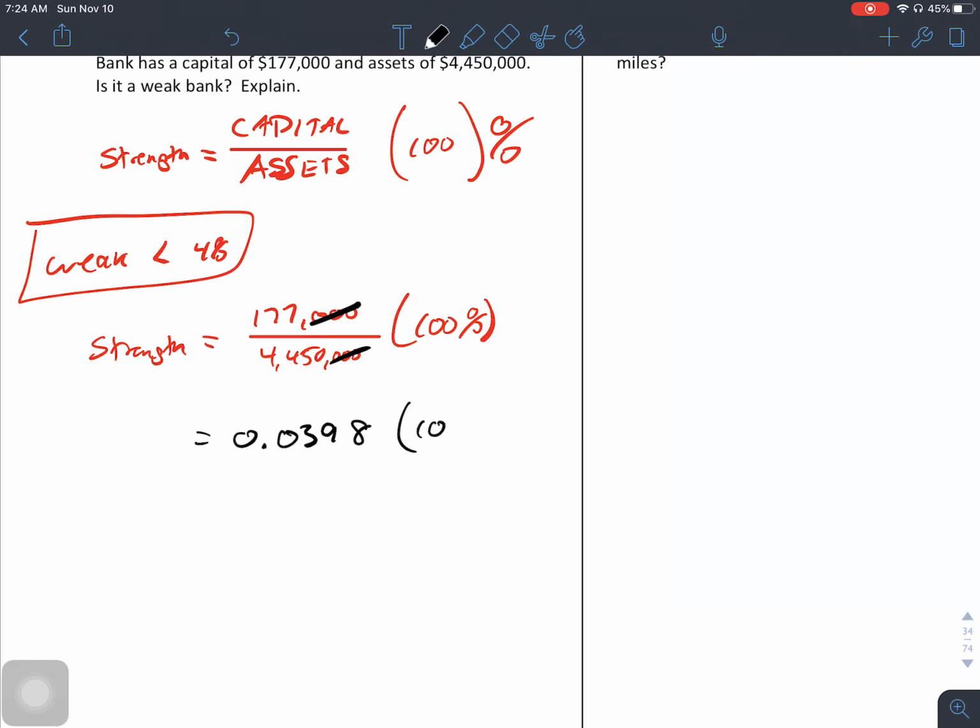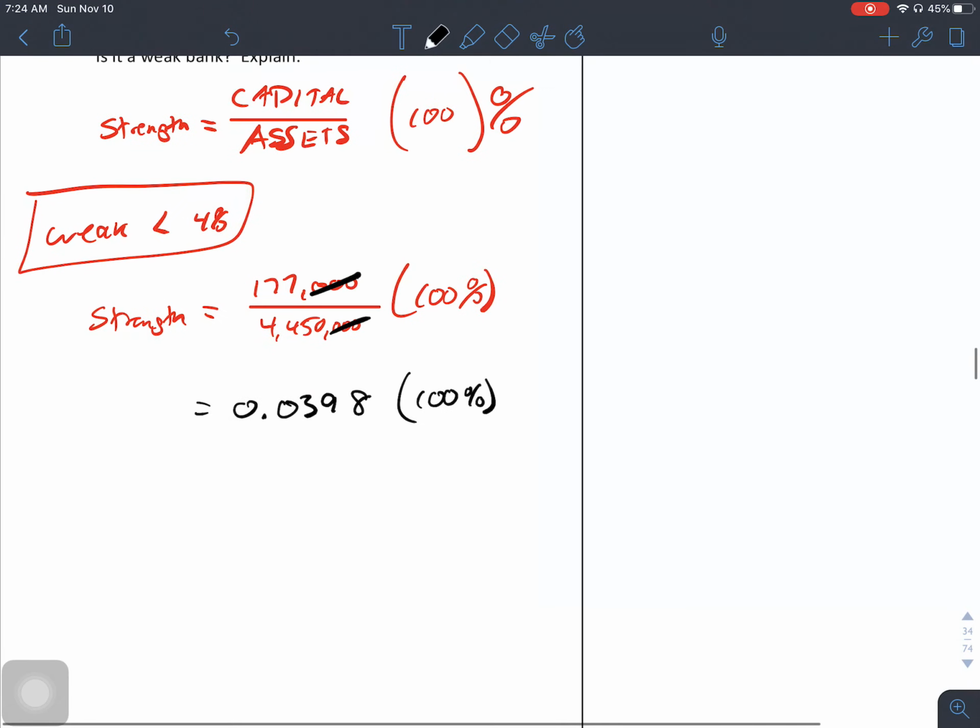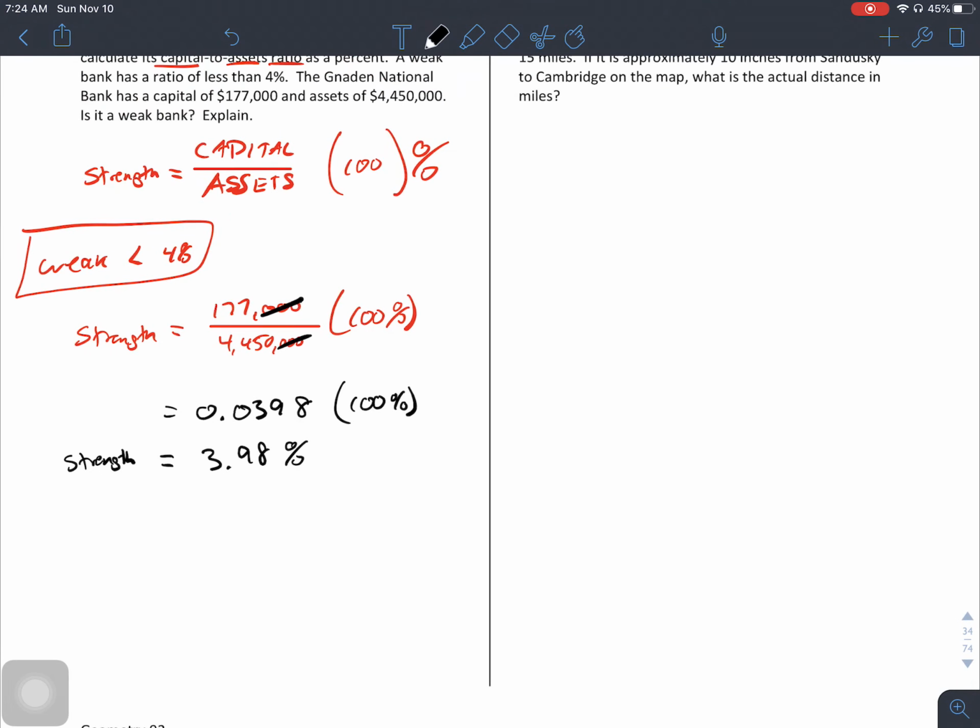If you then throw this into your calculator, this ends up being 0.0398, and then this is times 100%, which moves the decimal place 2 places to the right, so that's 3.98. The strength is 3.98%. The question was, is it a weak bank?